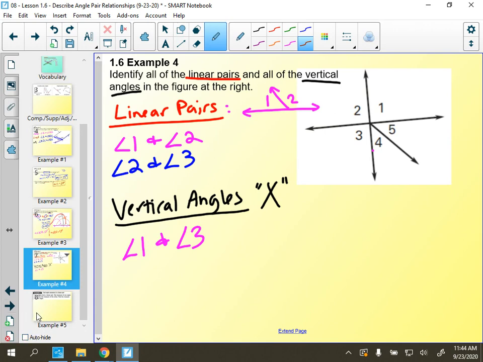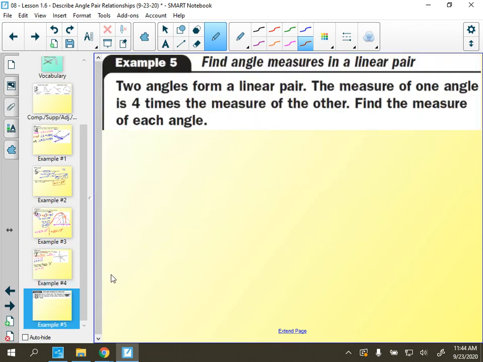All right, last one. Last example, last part of the notes. Oh, no picture for this one. So let's see what we got. 2 angles form a linear pair. The measure of one angle is 4 times the measure of the other. Find the measure of each angle.